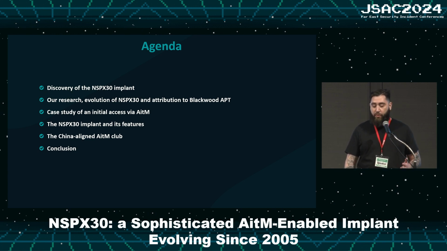In this presentation, I will tell you the story of how we discovered this implant that we named NSPX30, and our research into its evolution and attribution to a threat actor that we named Blackwood APT. We will discuss a specific case in which the attackers compromise a machine via adversary-in-the-middle, and I will tell you some nice technical details about the implant. Before I finish the presentation, I will briefly talk about other groups that we are tracking with similar capabilities.